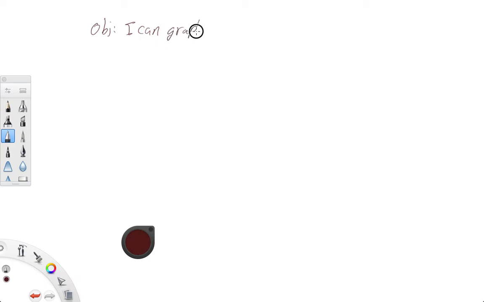So our objective, we want to graph and analyze absolute value functions. And I think the best way to look at this is to kind of jump into an example.